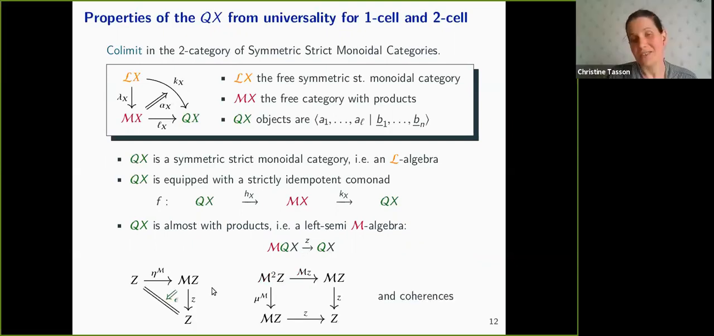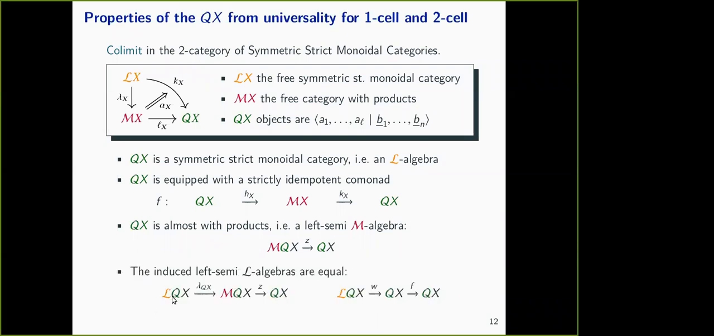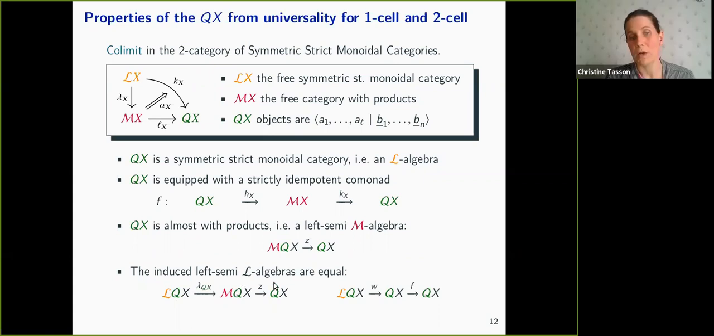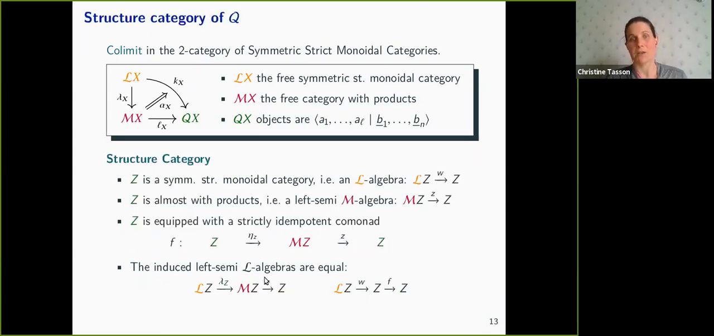It is not really an M algebra because the unit law is not satisfied. It's satisfied up to a 2-cell. And this induces 2 left semi-L algebras that are equal. Okay, fine. I can prove that I have these properties, and actually it's very important because this will allow us to characterize the algebras of Q.